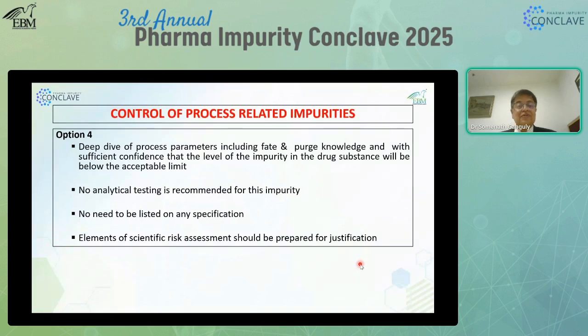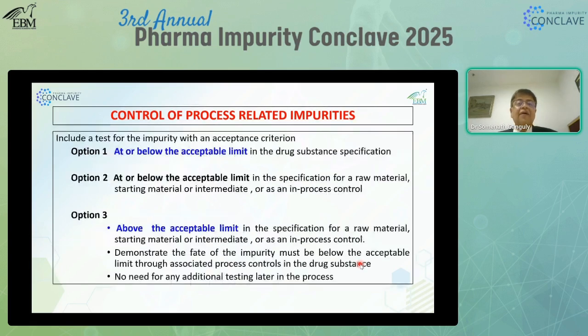But in a real sense, during filing we are showing all the data, and in many cases my experiences are mix and match. Sometimes the agency accepted, sometimes the agency says yes, you put it on the specification, because once again the scientific justification is a very broad term. If the agency is not very convinced with your justification, they may say put it on the specification. But in the guidance, these options are there.